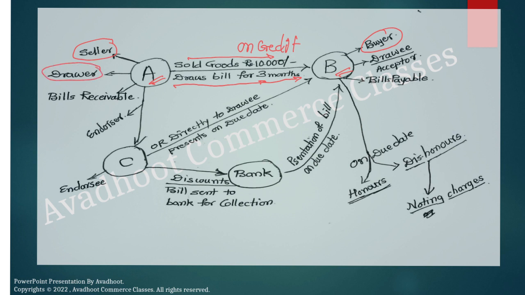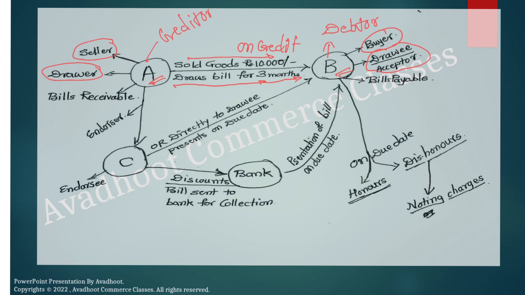Therefore, A becomes the drawer. Who is a drawer? Who draws a bill. He is the creditor. Why is he the creditor? Because he has to receive money from Mr. B. Whereas the bill is accepted by B, and therefore he becomes the drawee, that is also called the acceptor, and B has to make the payment to A, and that's why he becomes the debtor. Mr. B becomes the debtor.